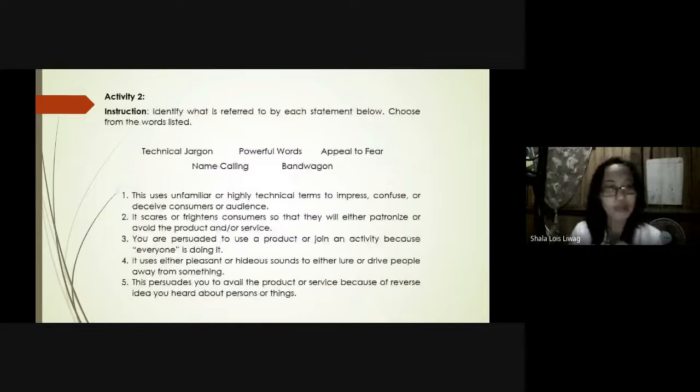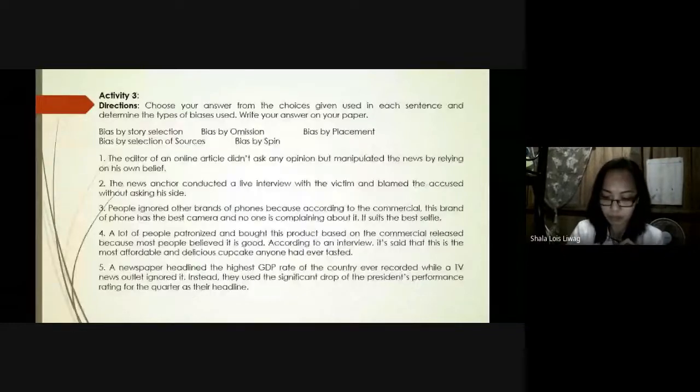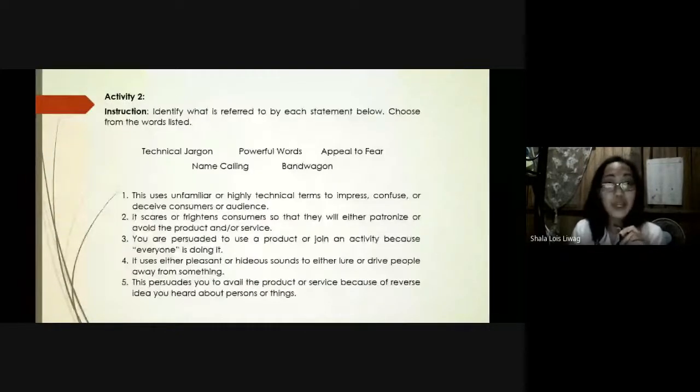Now, to test what you've learned, we will be having our second activity. For this activity, you will identify what is referred to by each statement below. Choose from the words listed. You have 10 minutes. You may begin. Okay, time's up. Raise your pens. We will now be checking your work.